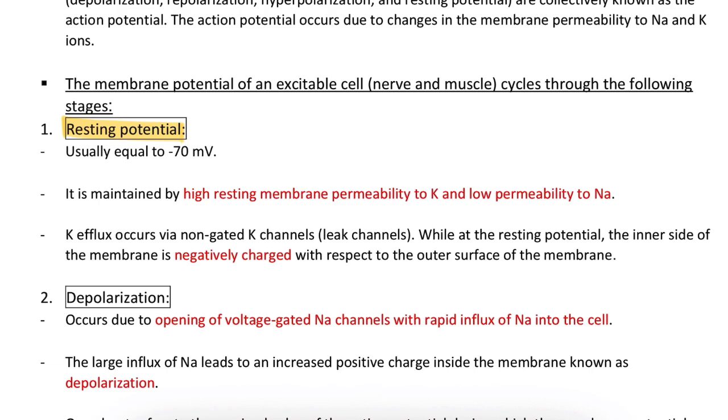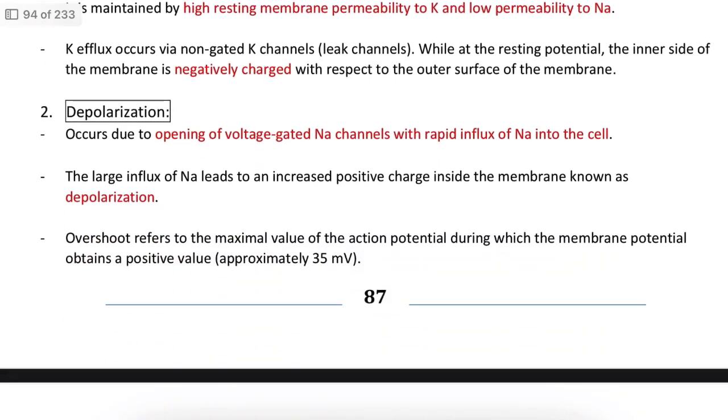Clinically, the importance for the resting membrane potential is that digitalis and ouabain inhibit the sodium-potassium ATPase and affect the resting potential. Next, threshold.